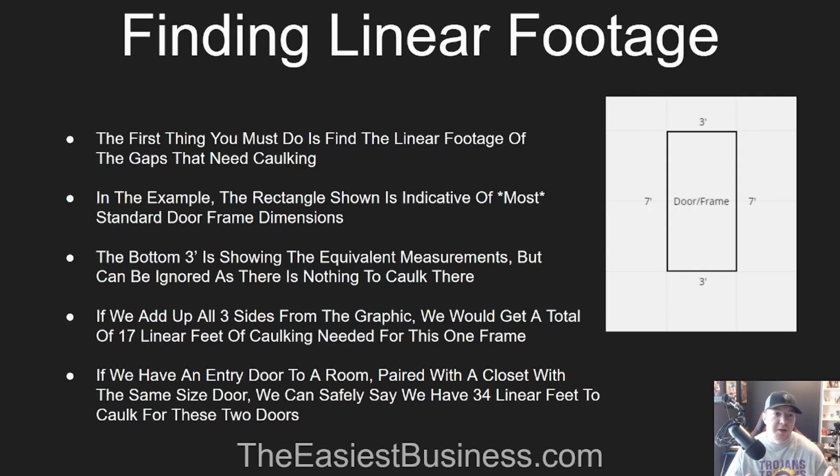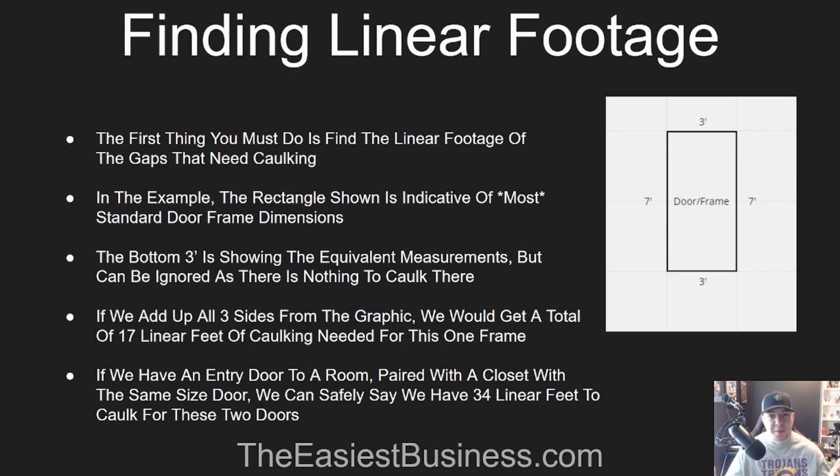So the first thing you need to do is find the linear footage of the space that needs to be caulked. In today's example, we're not doing any one-off situations or any weird situations. We're going to assume that all the trim is installed properly and you have like an 1/8 inch gap or something of that nature when it comes to coverage rates for caulk.